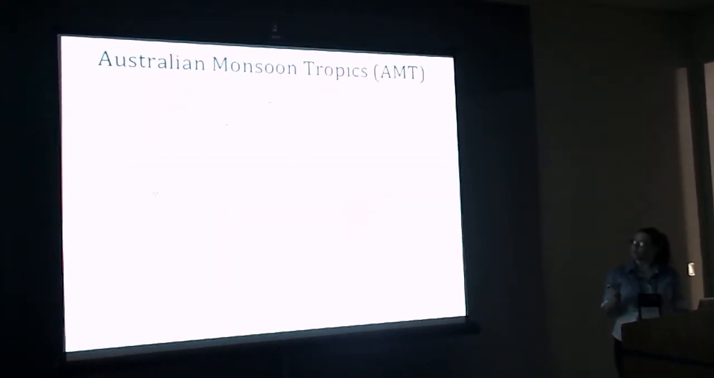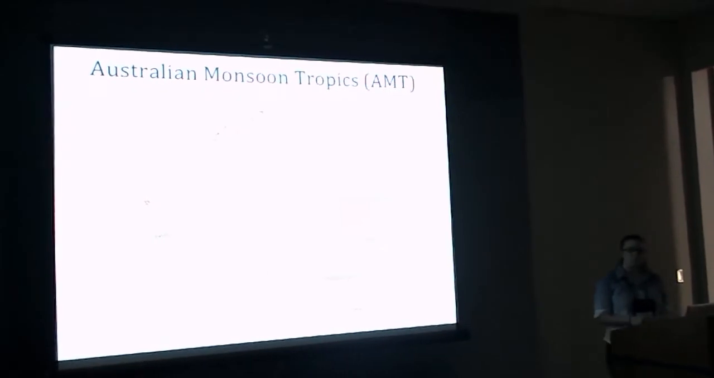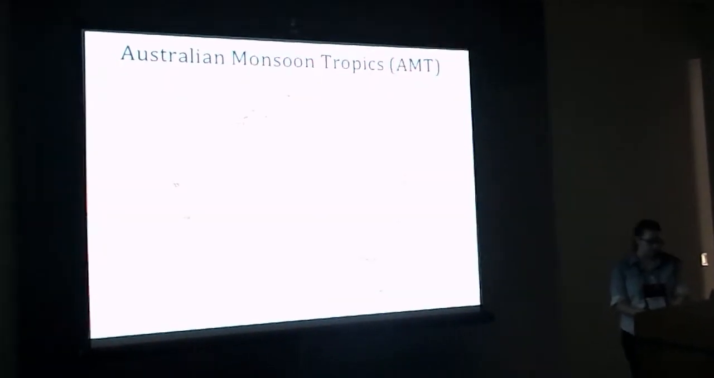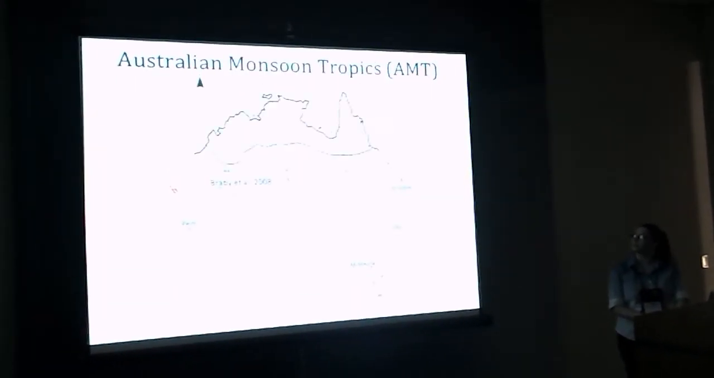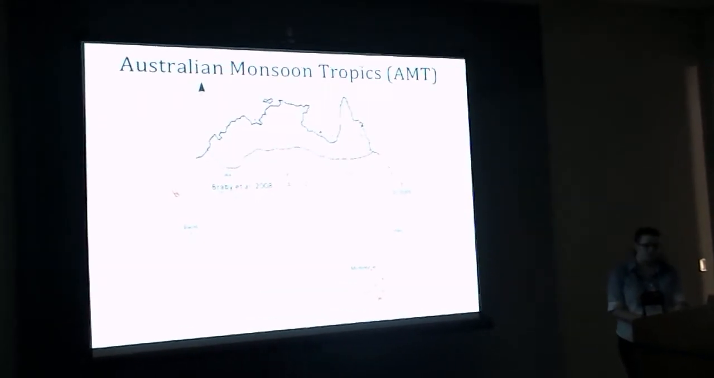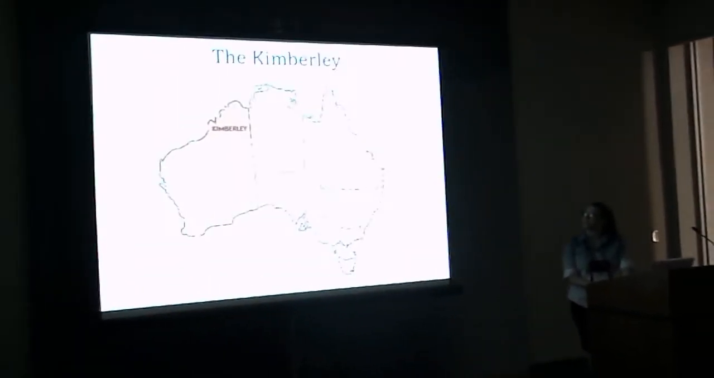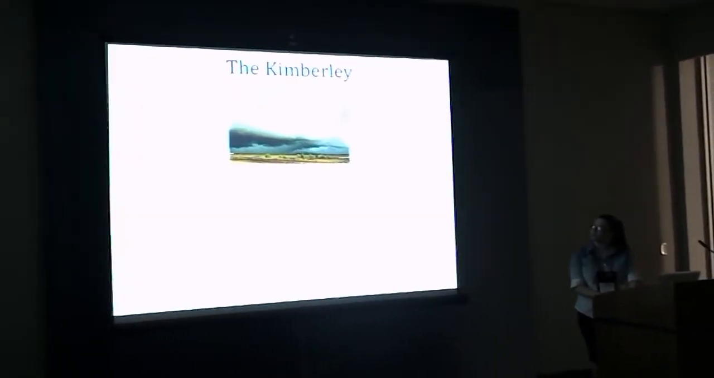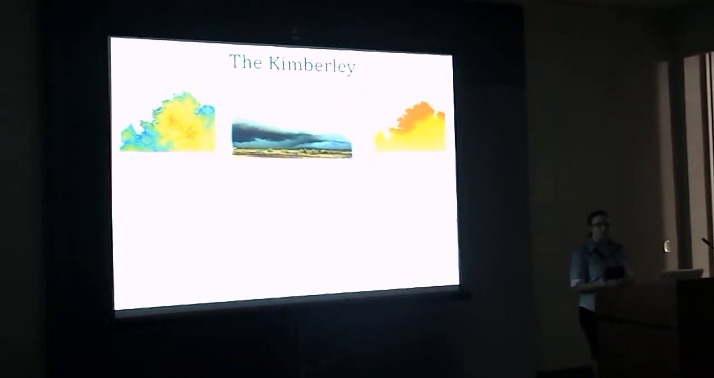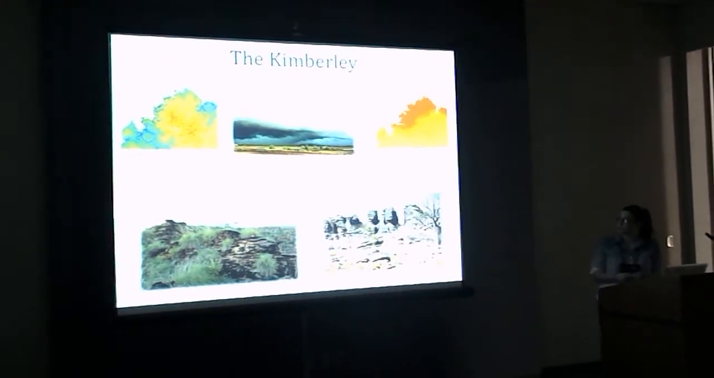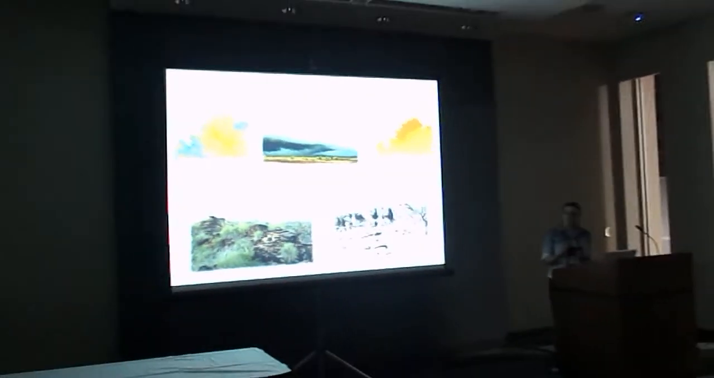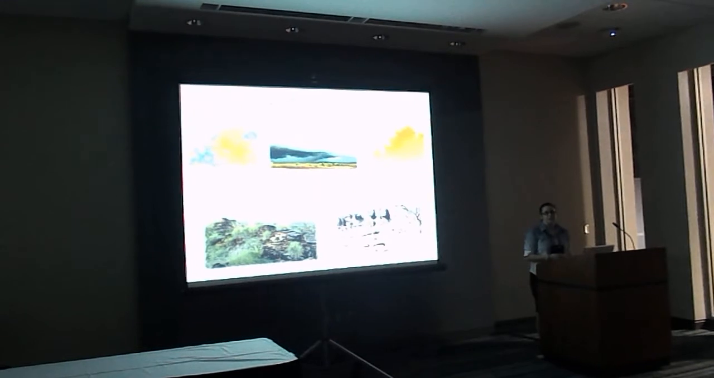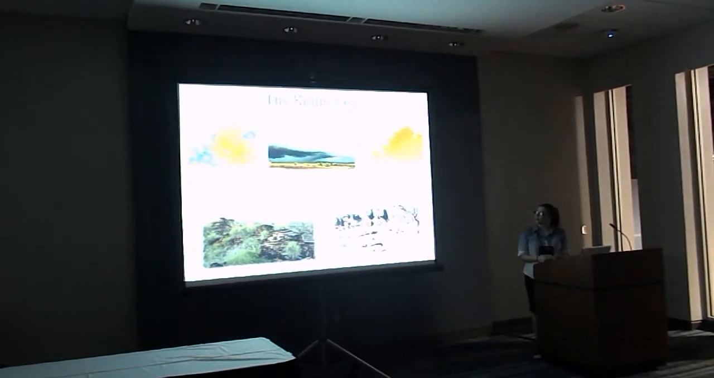So the island continent of Australia has a number of different biome types, one of which is the Australian monsoon tropics, and that comprises 3 to 4 major regions, including the Kimberley, which is located at the very top of Western Australia. Now, the Kimberley region has been geographically fairly stable over the last hundreds of millions of years, and yet comparatively very little is known about the paleoclimatic history during this time.